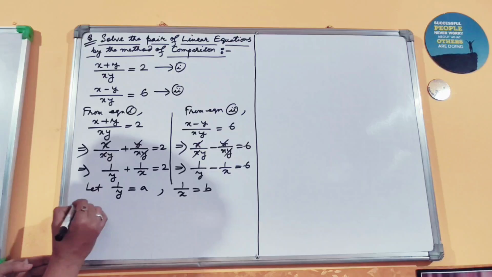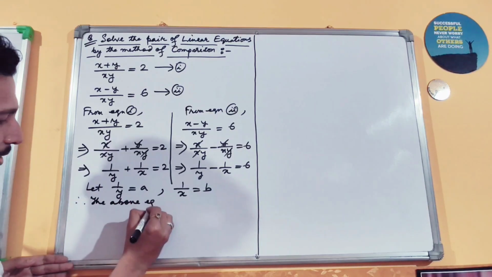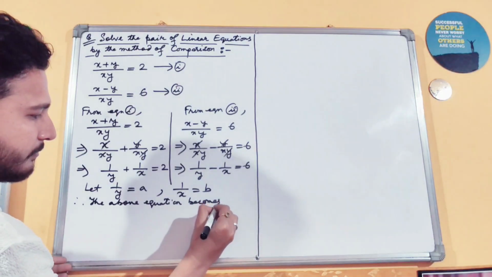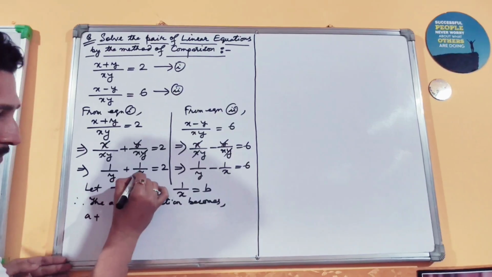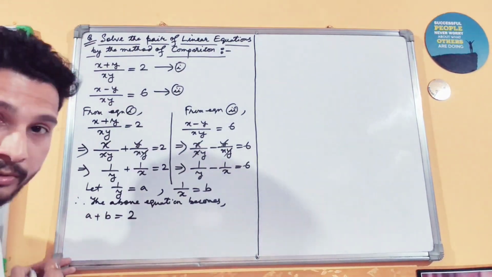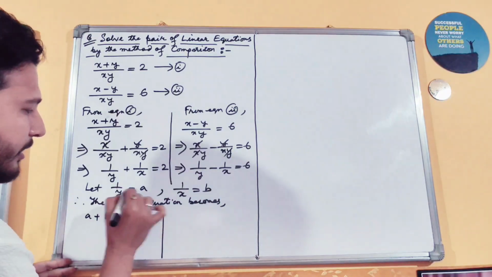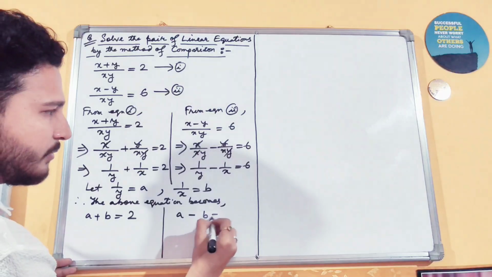So now the above equations become: what is 1 by y? It's a, plus what is 1 by x? It's b. a plus b is equal to 2. What is 1 by y? It's a, minus what is 1 by x? It's b, is equal to 6.